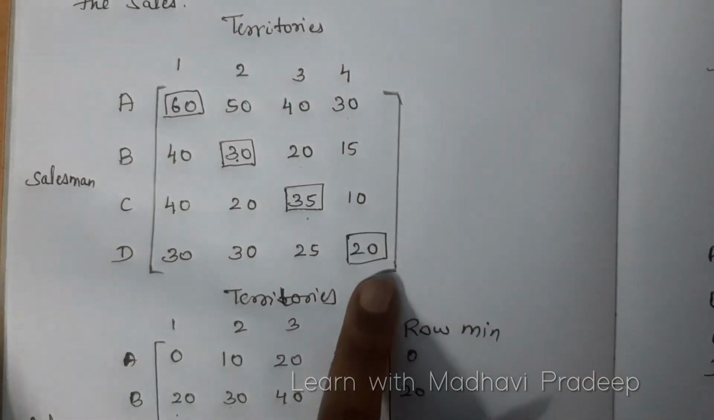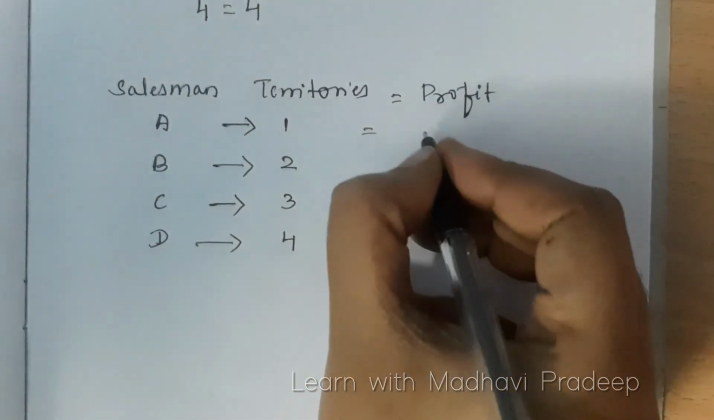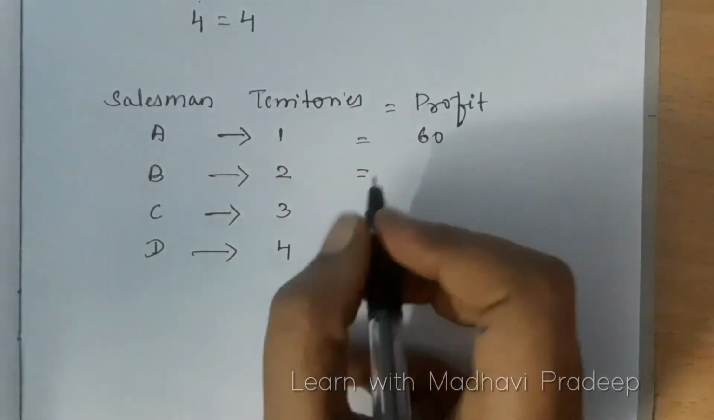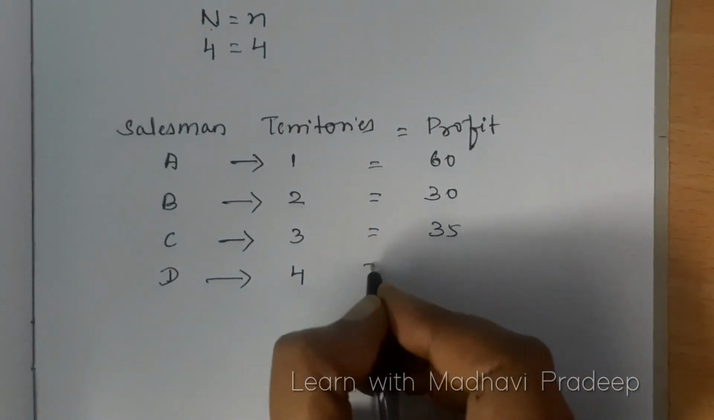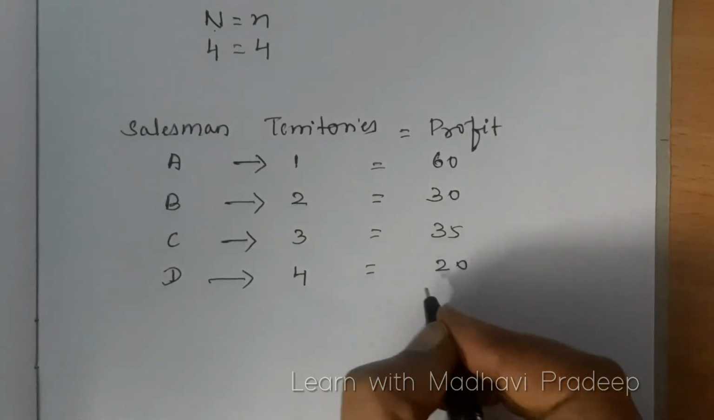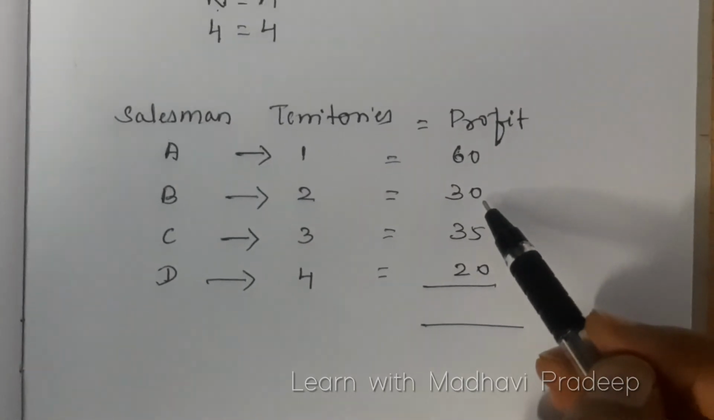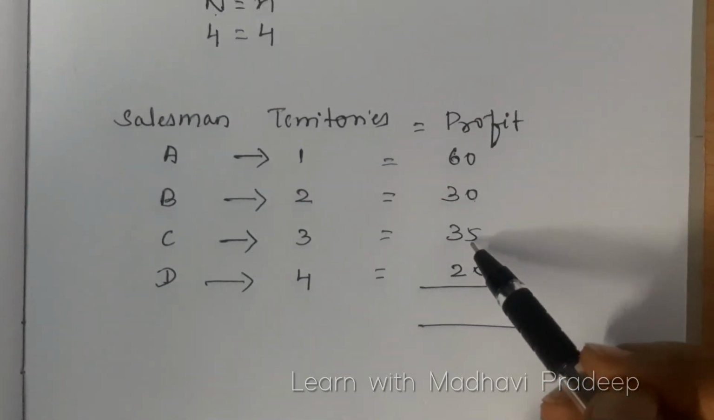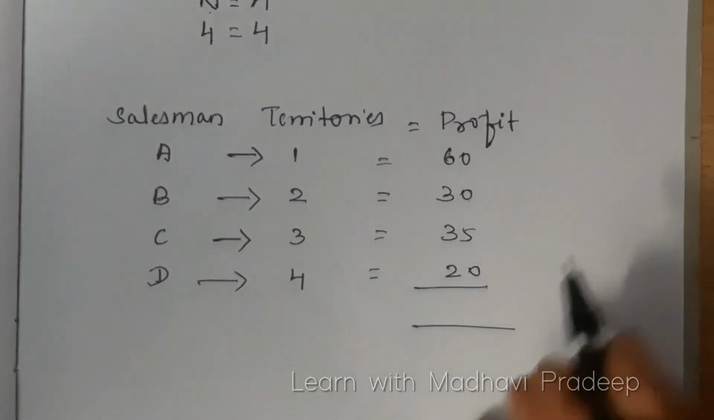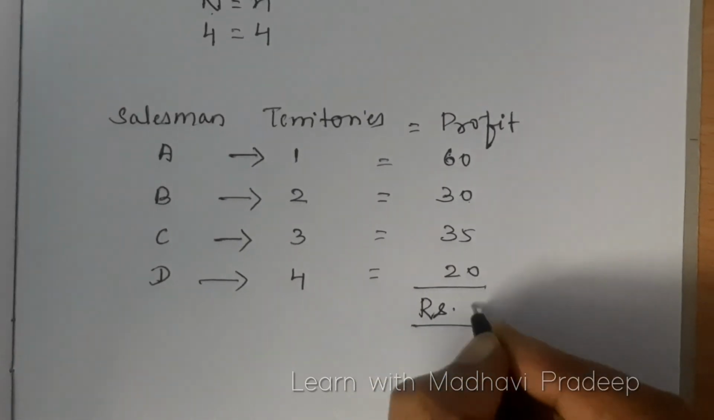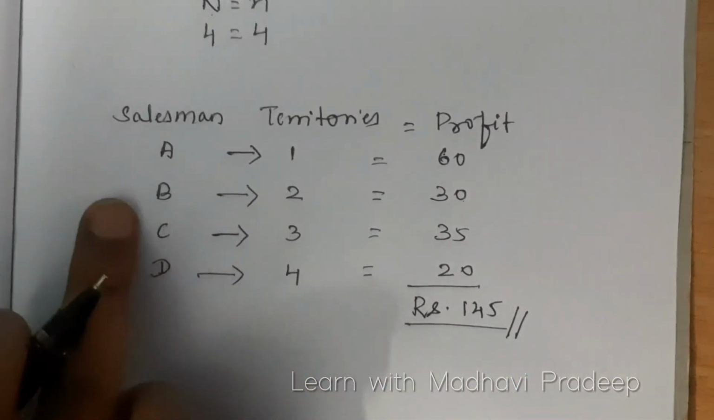Now write down all these values and add them. So here in the profit, for A1 we had 60, for B2 that is 30, for C3 that is 35, and for D4 it is 20. Now add all this and this is the profit we get. So 60 plus 30 is 90, and 90 plus 35 is 125, and 125 plus 20 is 145. And this is in rupees. 145 is the profit we get after allocating these territories to these salesmen.